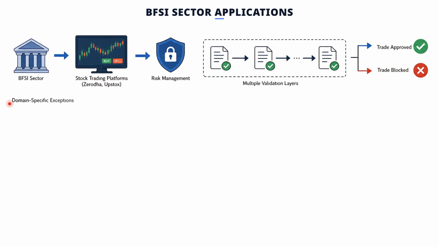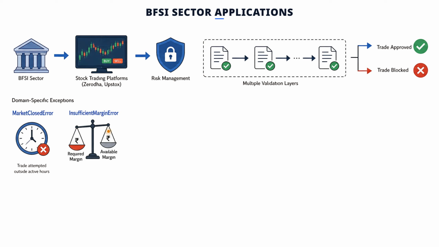Let's explore some of these domain-specific exceptions shown here in the middle. First, we have the MarketClosedError. This is raised exactly when a trade is attempted outside of active market hours. Instead of a generic "operation failed," the system immediately knows the market is shut. Next is the InsufficientMarginError. Think about what a platform needs to know when rejecting a trade for lack of funds. This specific exception is designed to capture precise data points, the required margin on one side and the available margin on the other. It explicitly tells the user and the system exactly why the trade was blocked.